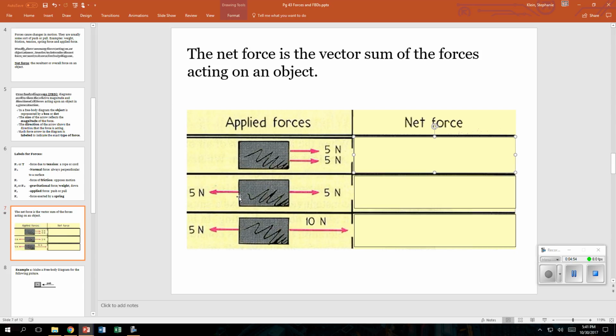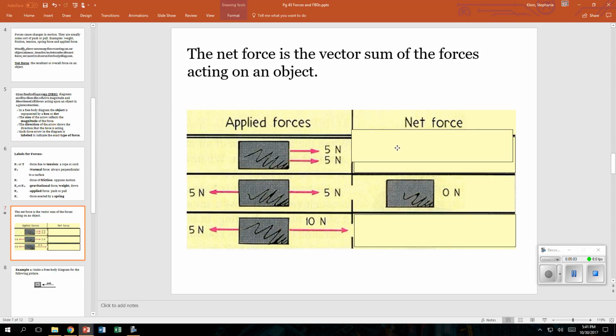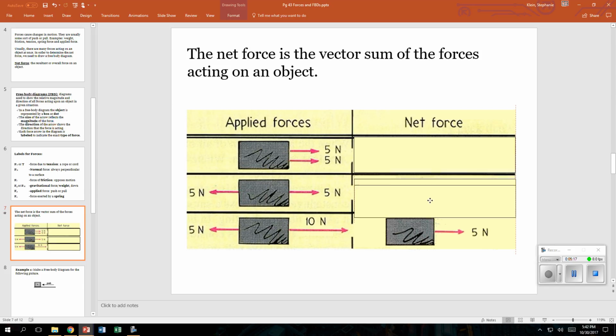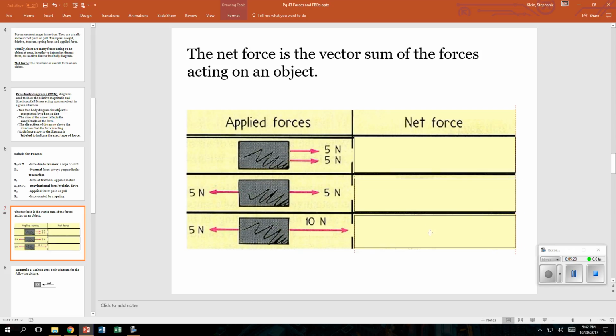Here we have a force that's going in the direction of our 5 newtons to the left and 5 newtons to the right. That's going to be a 0 net force, 0 newtons. Here we have a force coming from the right, 5 newtons, and a force coming from the left of 10 newtons. Our net force is 5 newtons. So it's pretty simple. Now remember, always go back to basics to keep these things straight in your head.